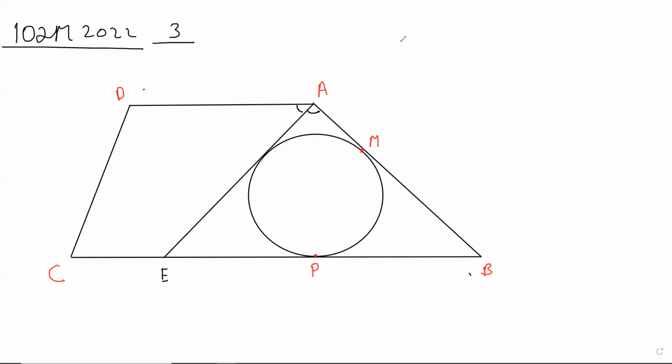Angle DAE we have to find. So this angle DAE, this angle you have to find. So AB is to MP. This is like a strange question. Let's see what this is. So AB is 2 times MP.